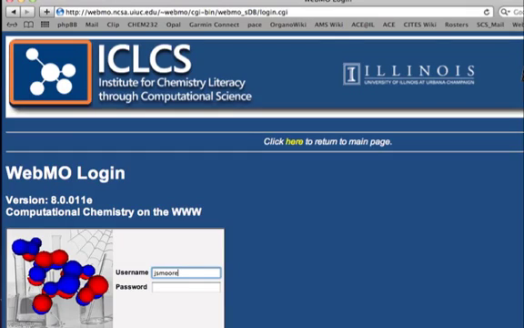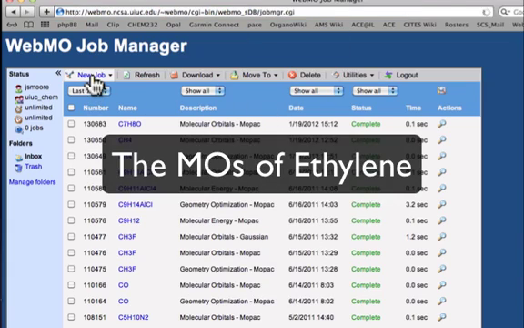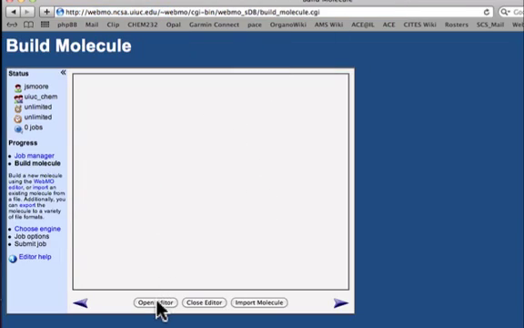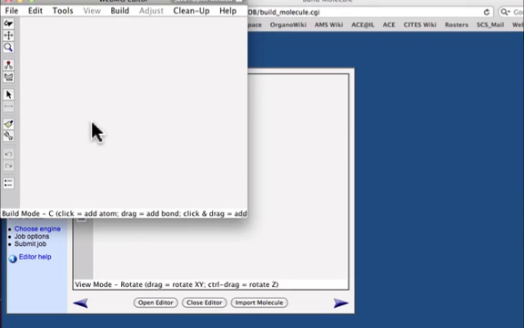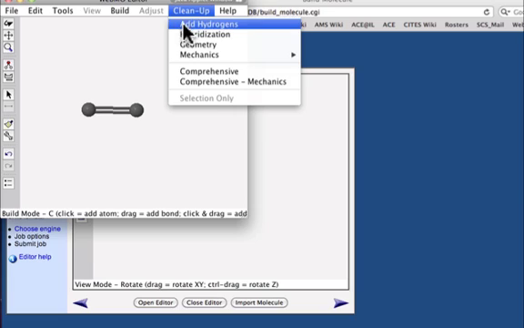Please follow along with me in WebMO. We're going to work an example that's in your notes. We'll work the example of ethylene. Let's build it in a new job. The molecule ethylene is just 2 carbons and a carbon-carbon double bond. So make that carbon-carbon double bond, add the hydrogen atoms.